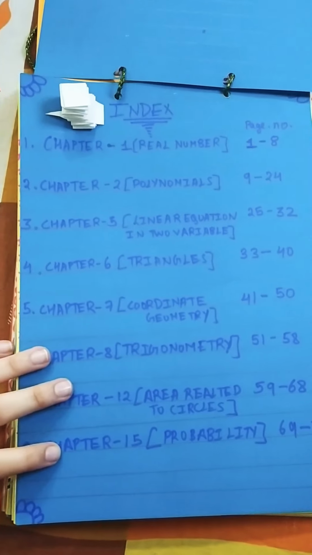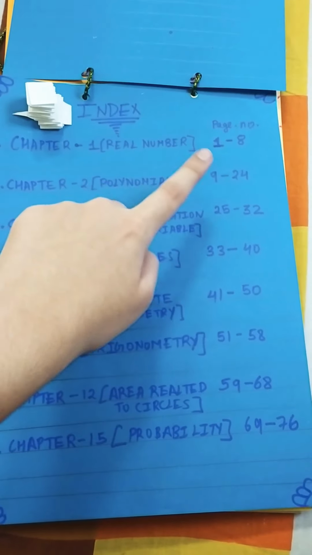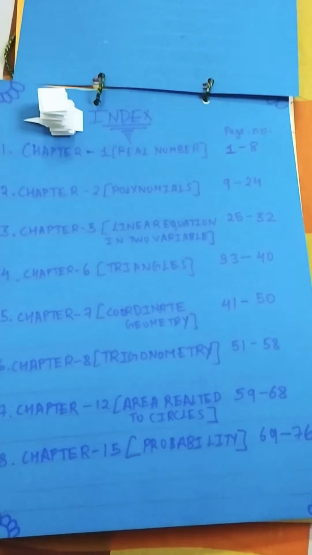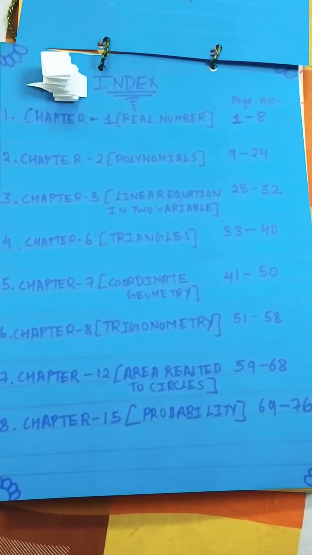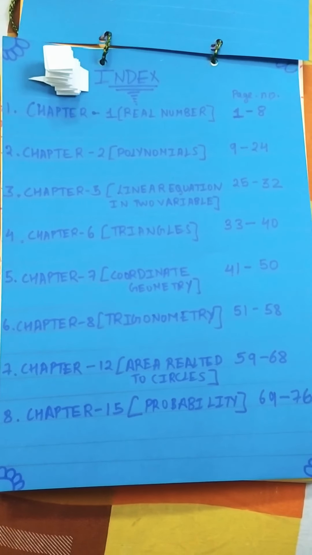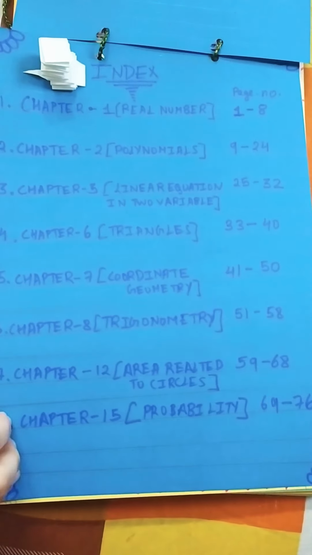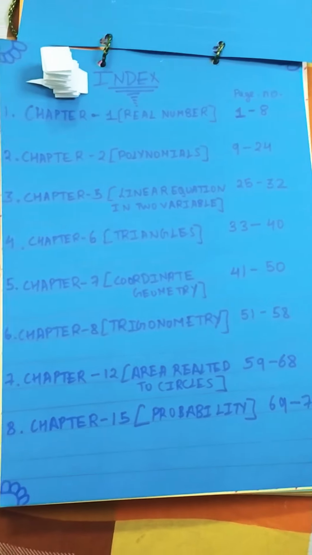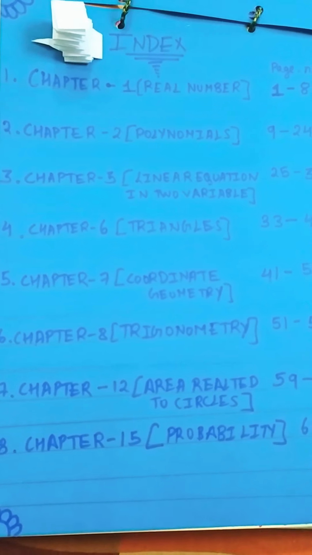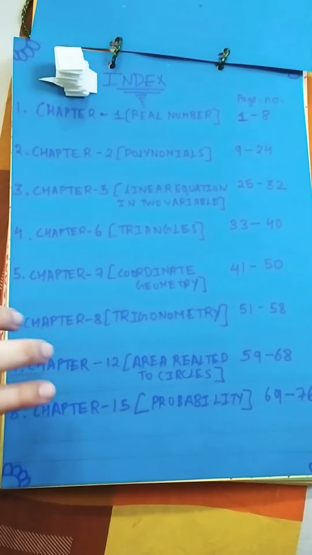It is the index, like chapter number 1, real numbers, from page number 1 to 8. I have completed my chapter 1 within page numbers 1 to 8. Second chapter polynomials, then linear equations in 2 variables, then chapter 6 triangles, and so on.